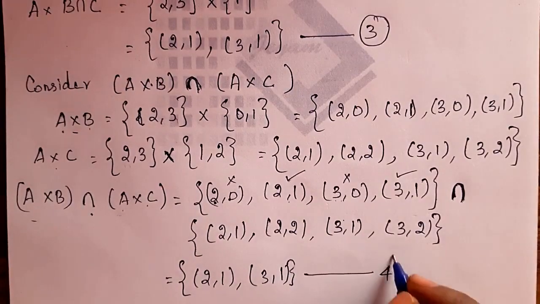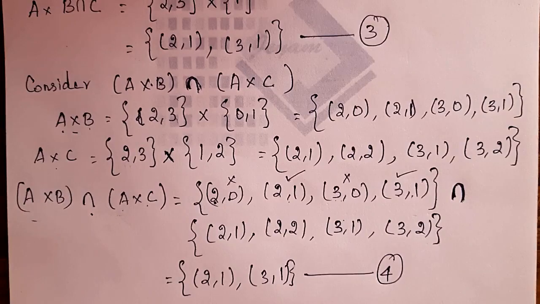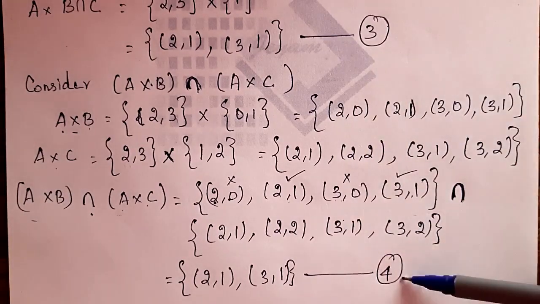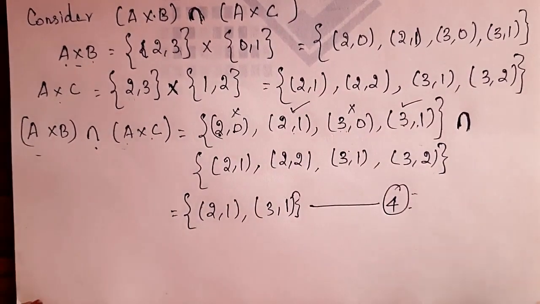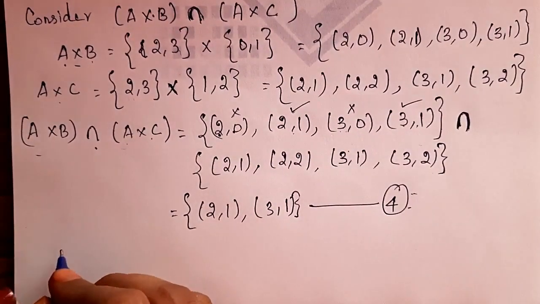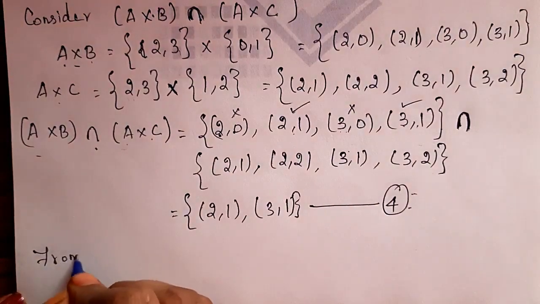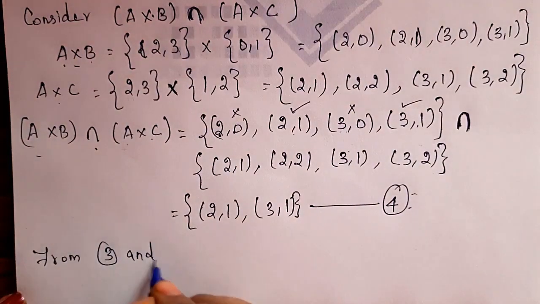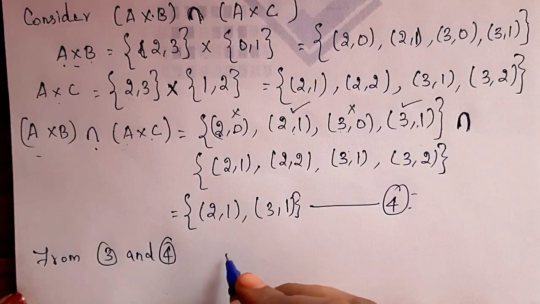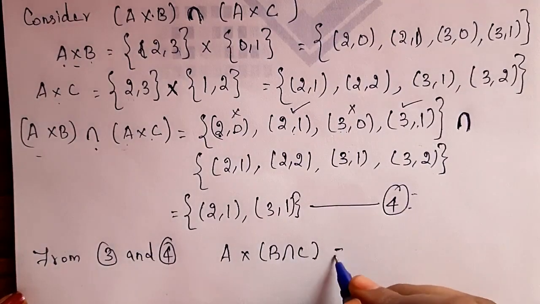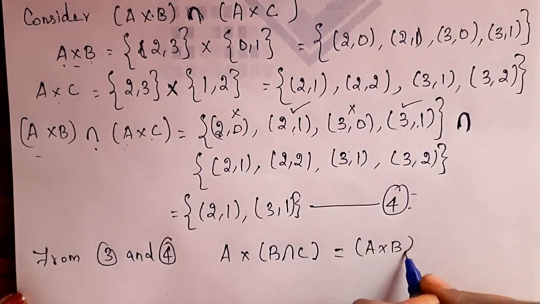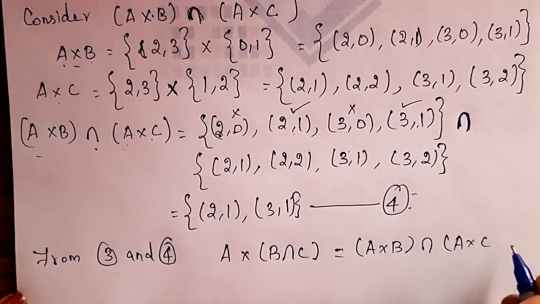Take this as equation number 4. Now we can compare 3 and 4. Compare 3 and 4. Yeah, both are same. So we verified that from equation number 3 and 4, we conclude A cross (B intersection C) is equal to (A cross B) intersection (A cross C).